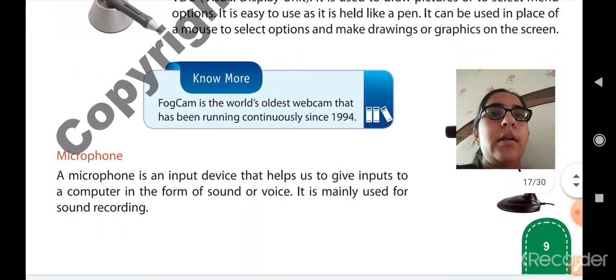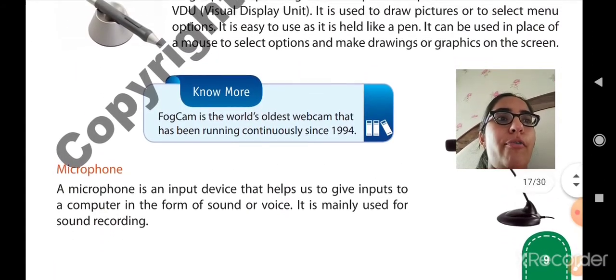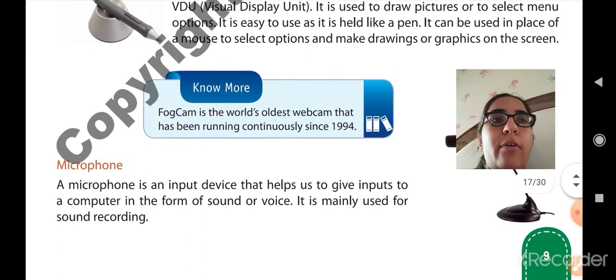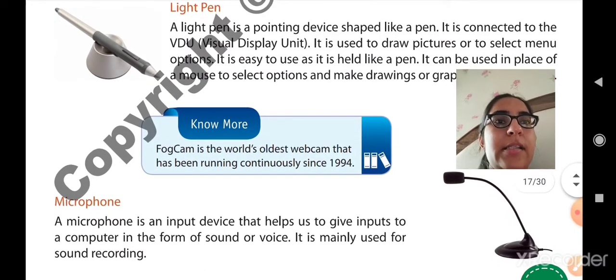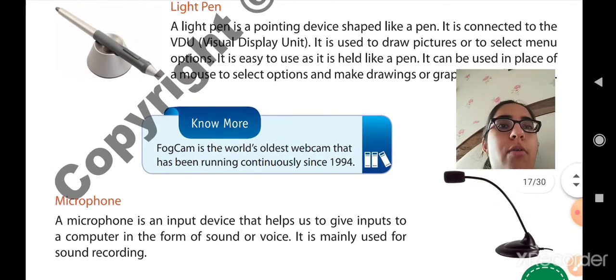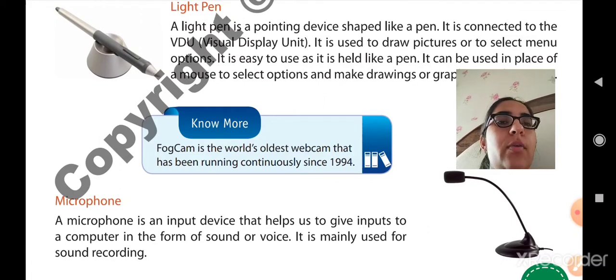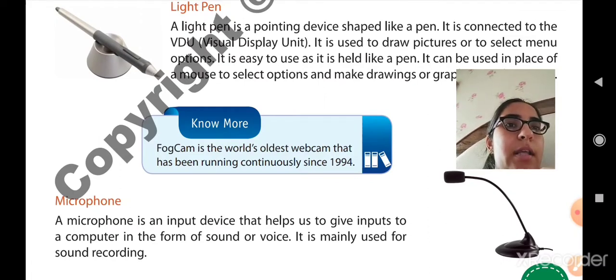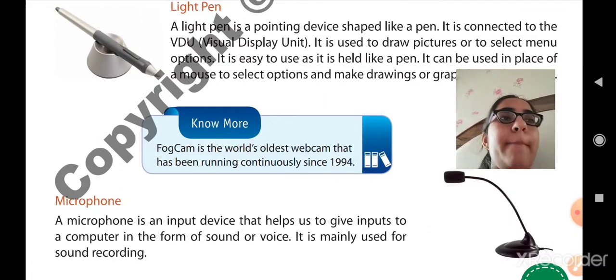Okay, so another input device is microphone. A microphone is an input device that helps to give inputs to the computer in the form of sound or voice. It is mainly used for sound recording. Okay, so here you can use a microphone. The mic is used to give the input to the computer.